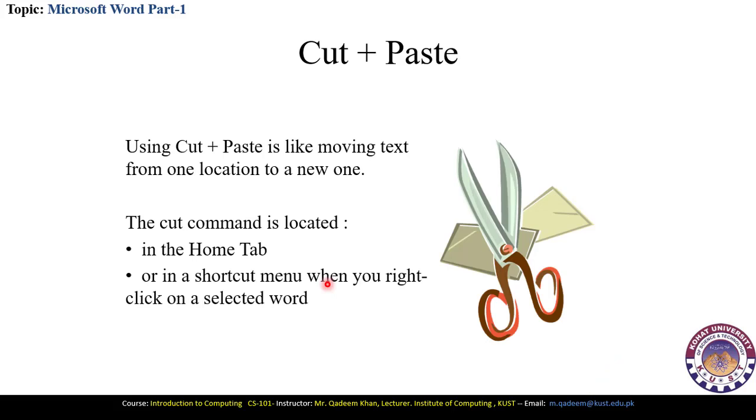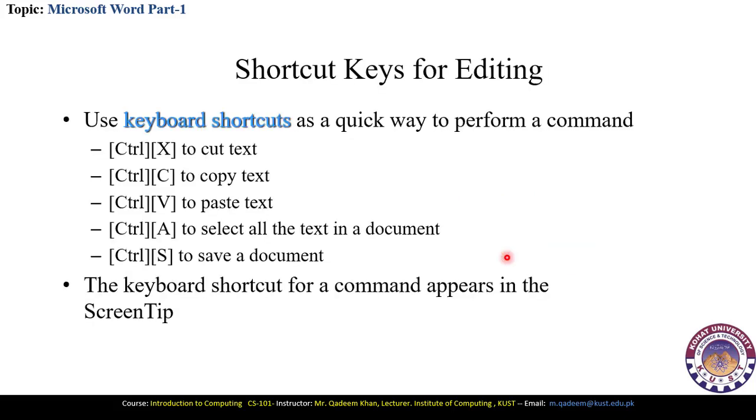Now, how can you cut and paste? Cut plus paste is like moving a text from one location to another. So the text will disappear from the original location and it will be pasted to another location. The cut command is located in the Home tab here, where you will see the scissors icon for cutting, and in the shortcut menu you can right click on the selected word.